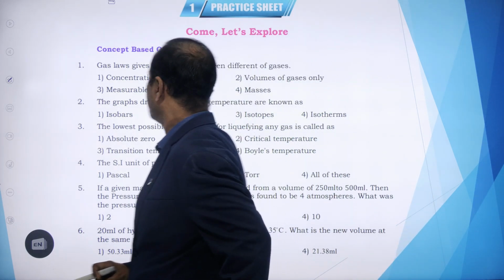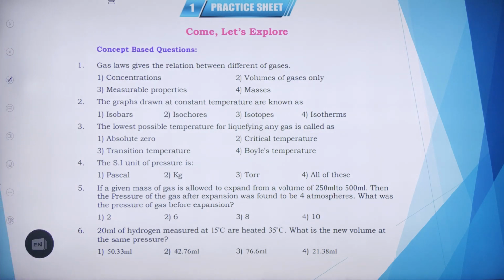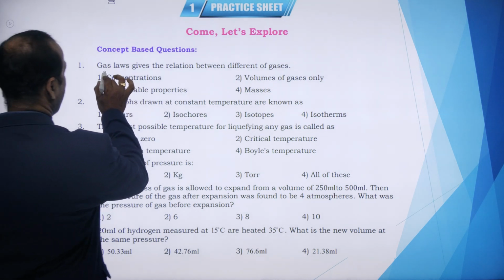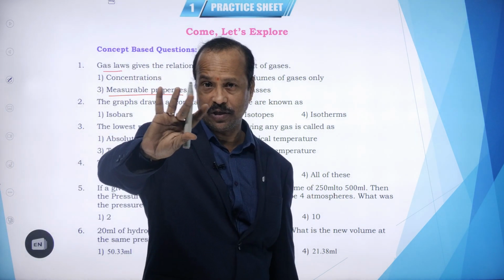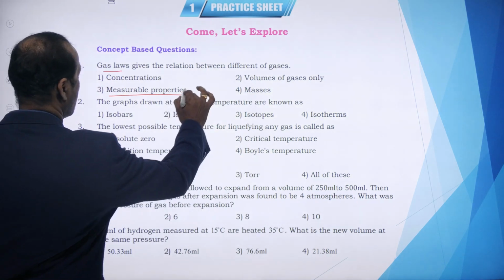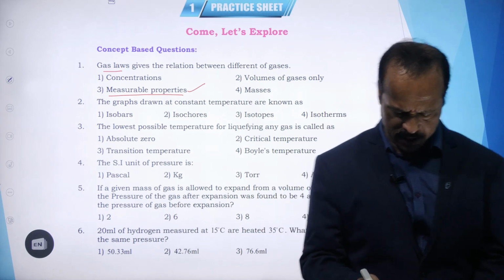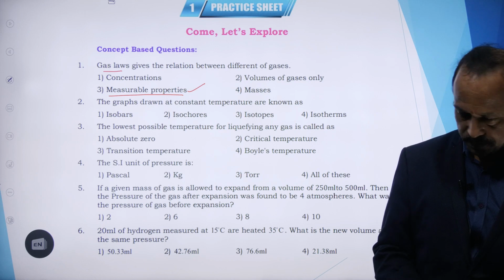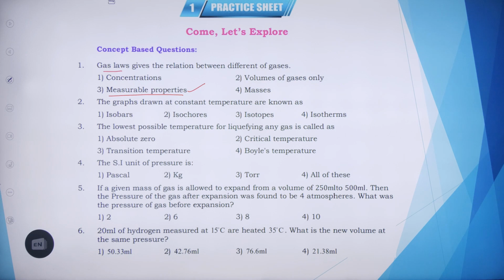Gas laws give the relation between different properties of gases. Concentrations? No. Volumes of gases? No. Measurable properties, yes. So gas laws give the relation between pressure, volume, number of moles and temperature. These all are measurable quantities. So the answer is 3, correct? Open the page number 99 in your material, if you have it.